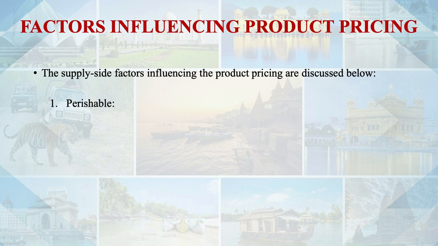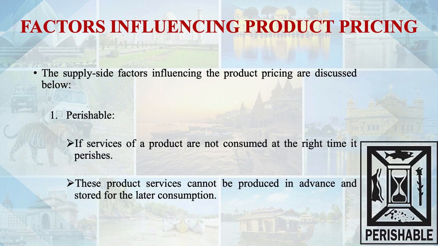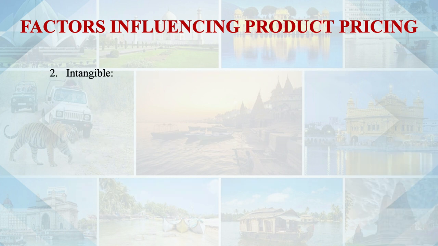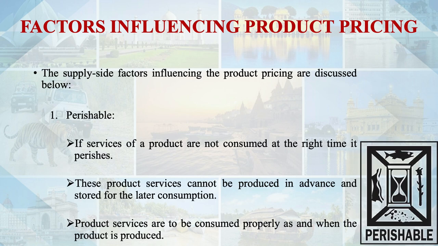The first one is perishability. If services of a product are not consumed at the right time, they will perish. These product services cannot be produced in advance and stored for later consumption. Product services are to be consumed properly as and when the product is produced.